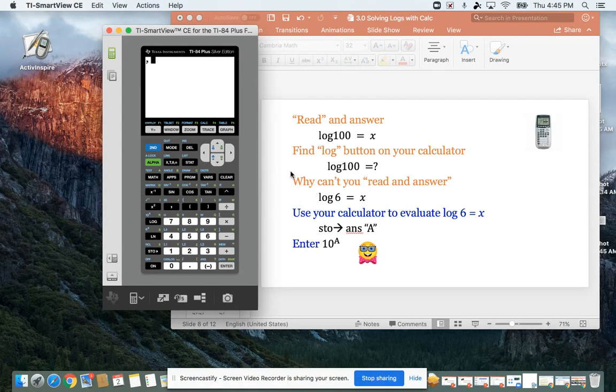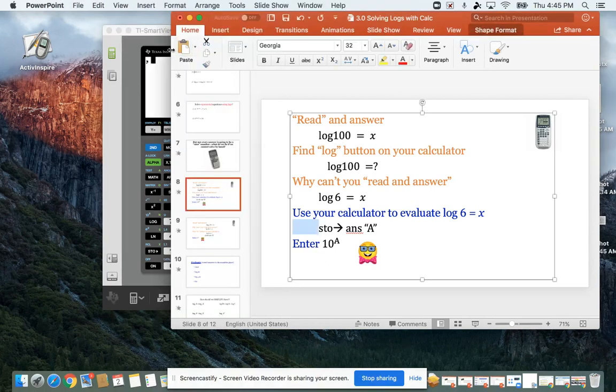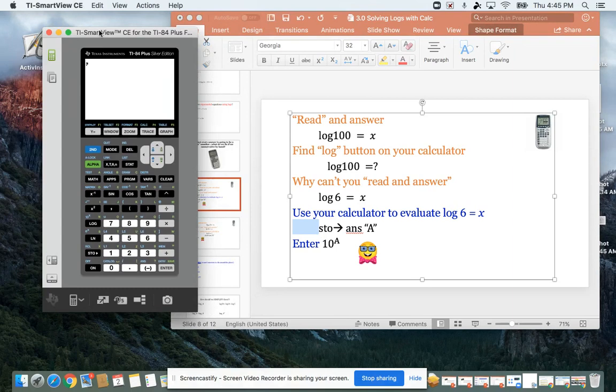So what's going to happen here is we want to read the answer. So log, what is the exponent that turns 10 into 100? You know that one, right? That one's just going to give you 2.